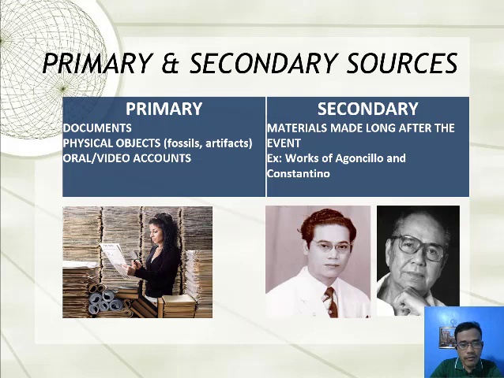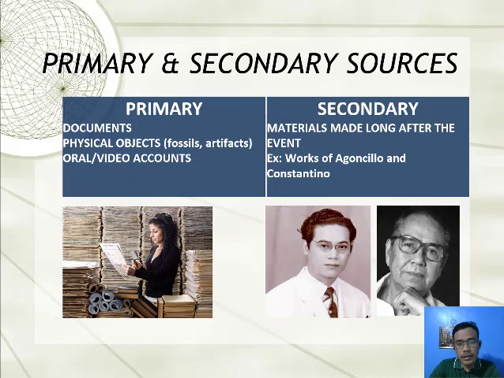Physical objects: we have fossils, the evidences, the proofs of the past, and we are trying to measure the age of the fossil fuels and artifacts. Fossils are the remains of plants and animals, while artifacts are the things used by the people in the past. And oral and video accounts, these are from those who witnessed the events.